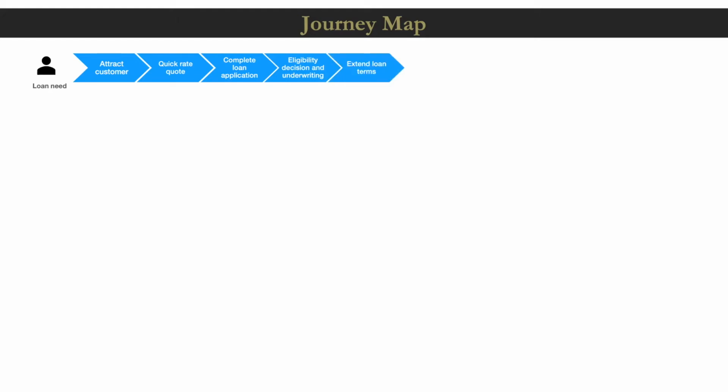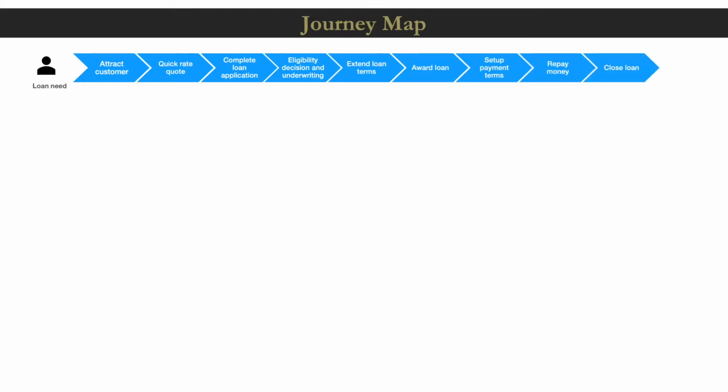They extend the loan terms, award the loan, set up the payment terms. You start paying your EMI, and at some point in the future, you would close the loan. So this, for people who may recognize this format, is representing a value stream, the value that you're providing to your customer, which is a loan that they can repay.